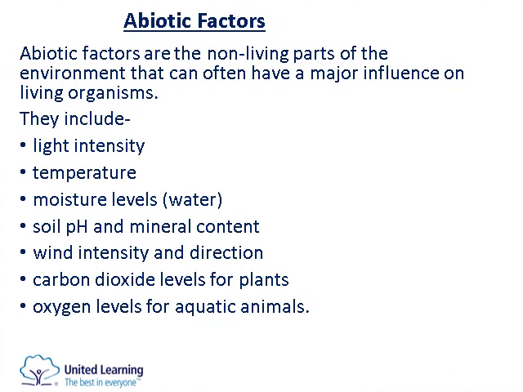So, 2 keywords that we're talking about in today's lesson, that's biotic and abiotic factors. So we're starting off with abiotic factors. Abiotic means non-living. So a means non, bio, living. So an abiotic factor is a non-living part of the environment that can often have a major influence on living organisms. So they include the light intensity, temperature, water levels, pH and the mineral content of the soil, the wind intensity and direction, so how strong the wind is and the direction of it.